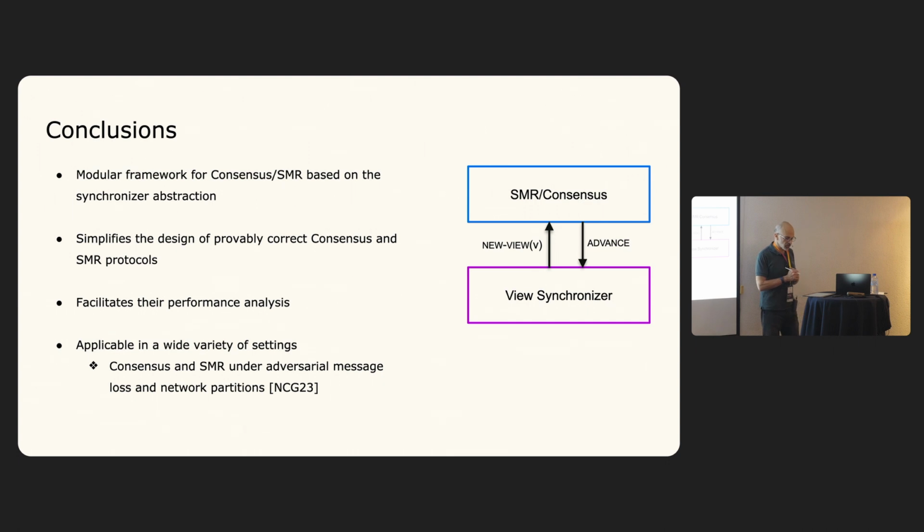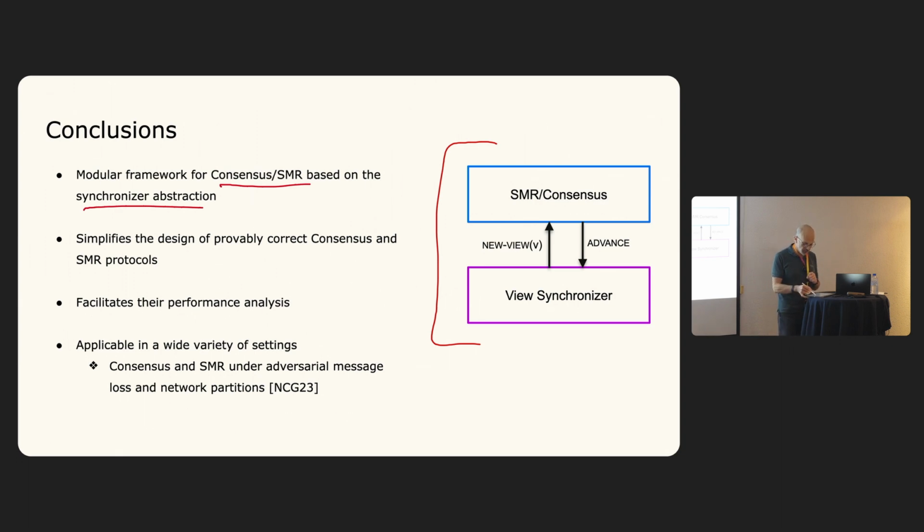That brings me to the conclusion. What we presented is a modular framework for consensus and state machine replication, which is based on the synchronizer abstraction. Maybe the second part, the Byzantine failure part, was a bit daunting, but I hope that at least the crash fault-tolerant part was enough to convince you that this is a nice framework and you can easily use it for designing consensus algorithms and state machine replication. So this is the picture to remember.